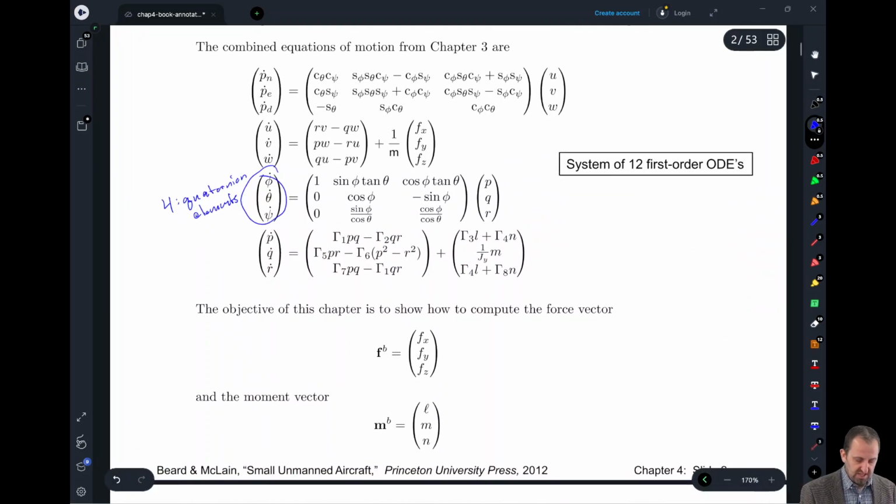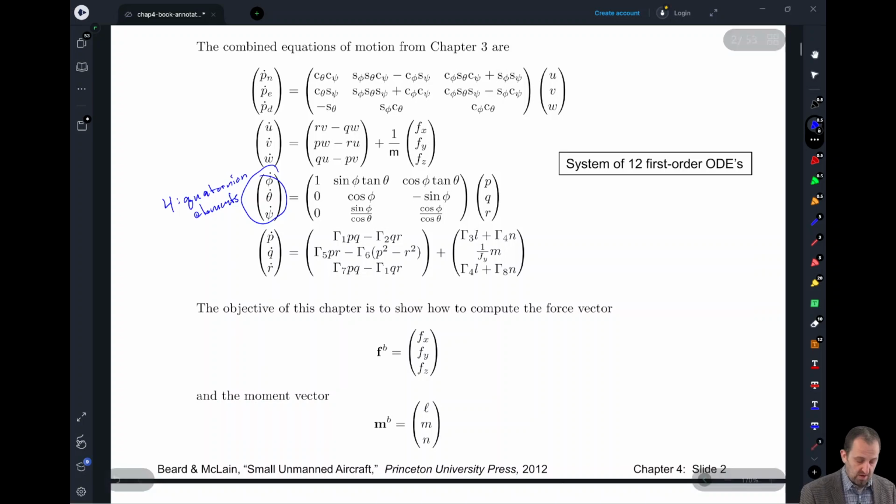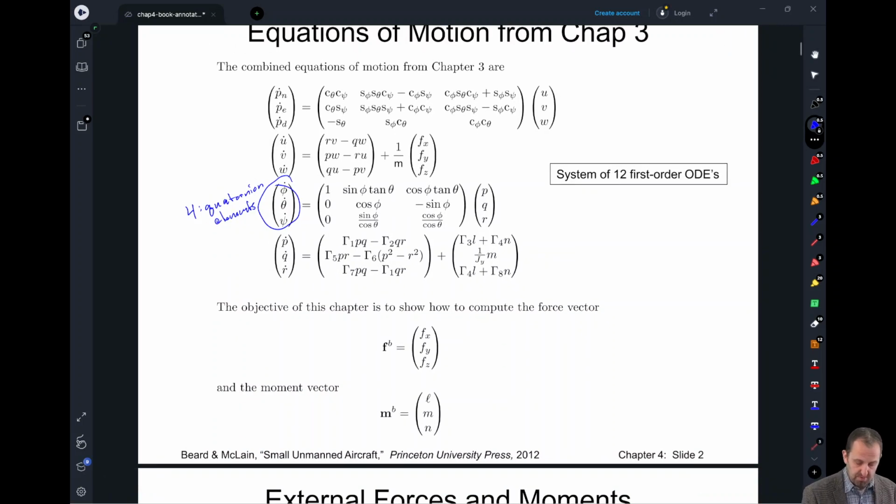The objective of this chapter is this: the inputs to these dynamic equations were our forces in the x, y, and z direction, and those are in the body frame. And we also looked at our moments and saw how those moments affect our system. So in Chapter 3, we were able to just look at the effects of the forces and moments on the aircraft. Well, in Chapter 4, now we're going to come up with equations for both our forces and our moments.